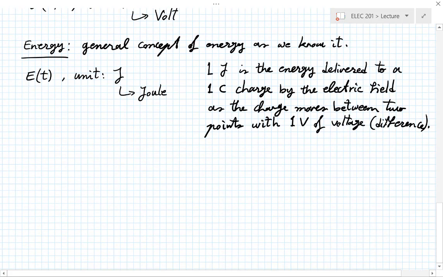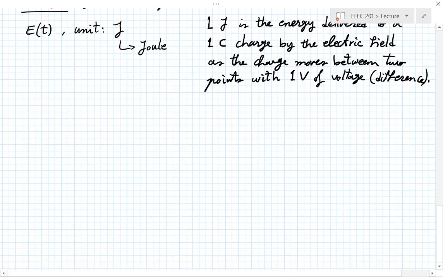However, if I want to go from energy to power, what's the relationship between energy and power? Power is energy delivered or consumed per unit time, right? So if I say I have something that delivers a watt of power, it means every second it outputs 1 joule of energy. Okay? So there is a simple relationship between power and energy.